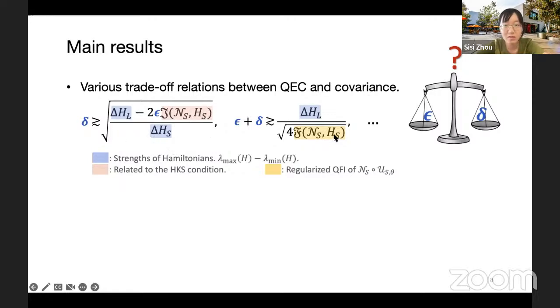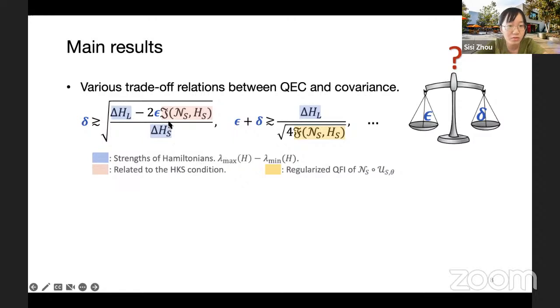The inequalities look complicated, but basically from this expression, we can directly see that it demonstrates the robustness of the incompatibility between error correction and symmetry. So if epsilon is sufficiently small, delta is going to be lower bounded by a positive constant and vice versa. It means that if you have an error correcting code with very good properties, then you cannot have it as an exact covariant code.